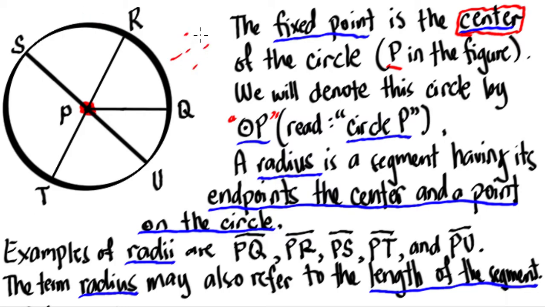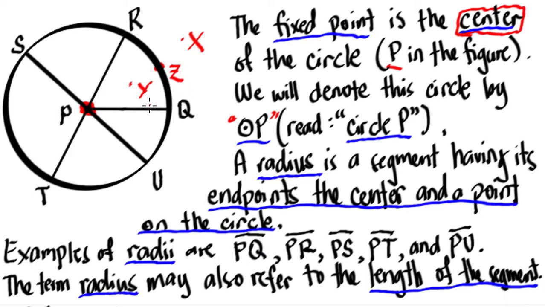This is all points except that one. Okay, these are all points. Now let's differentiate. This point, let's call this point X, is what we call a point outside the circle. This point Y here is what we call a point inside the circle. And this point here, which we call Z, is a point on the circle.